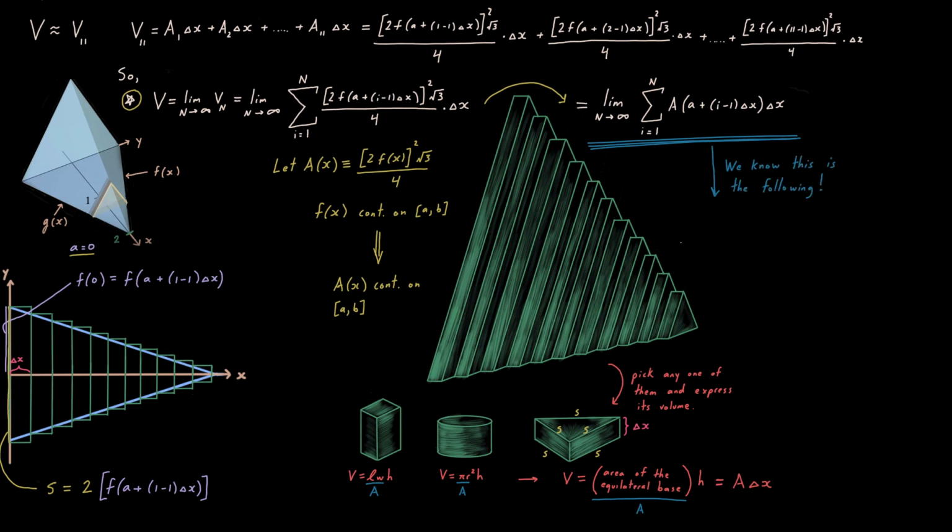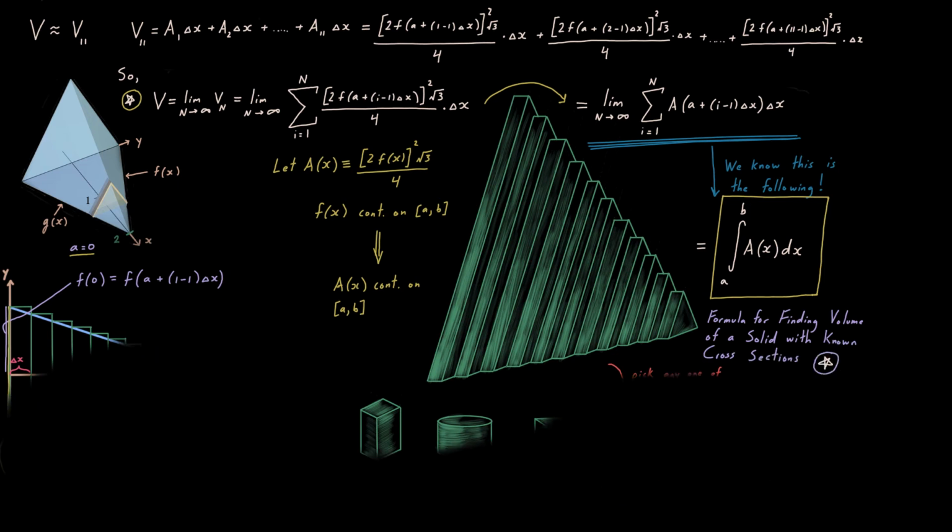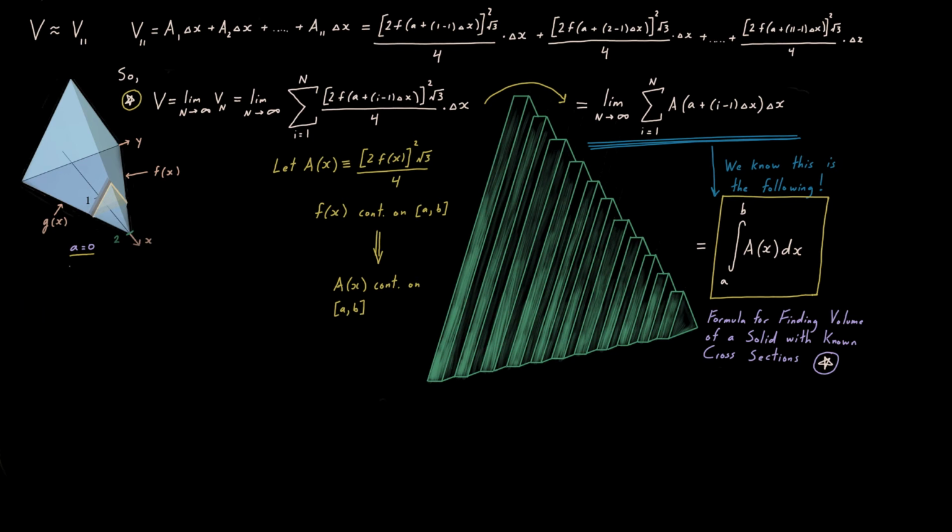And the great thing about this is we know this fits the form of a definite integral. In fact, it is a definite integral, and we have a much shorter notation for that, boxed here in yellow: the integral from a to b of A(x). This is our all-purpose formula for finding the volume of a solid with known cross-sectional areas, known cross-sections. And look, we already have A(x). A(x) in this case is 2 times f of x, the whole thing squared, times root 3 over 4. a is 0, b is 2. We throw that into this formula, and we can solve for the volume exactly.